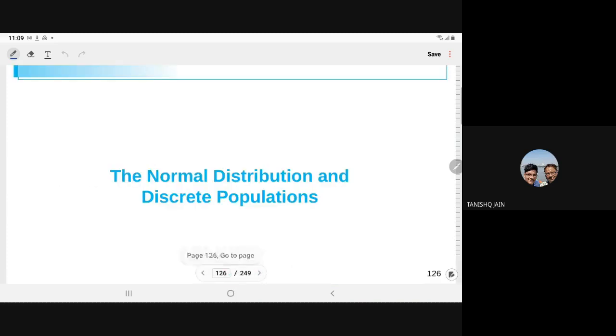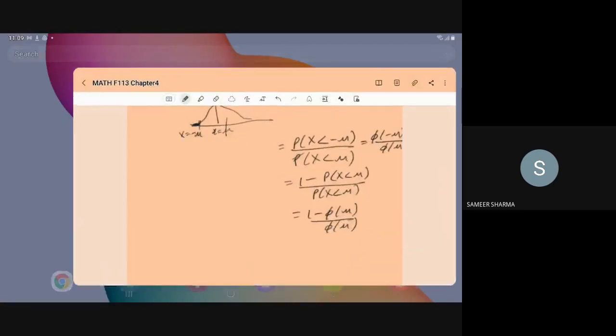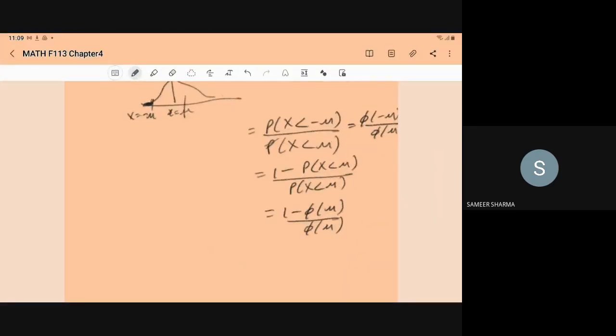So in the next class, we will start the approximation of discrete distribution. Sir, can you show the notes again, the yellow pages type? Okay, sir.